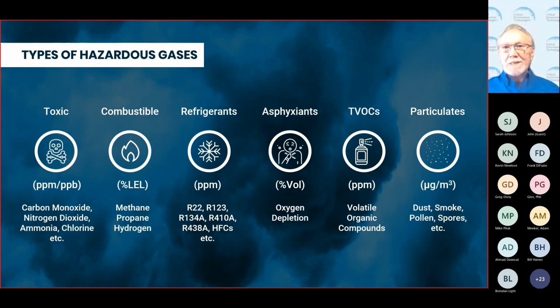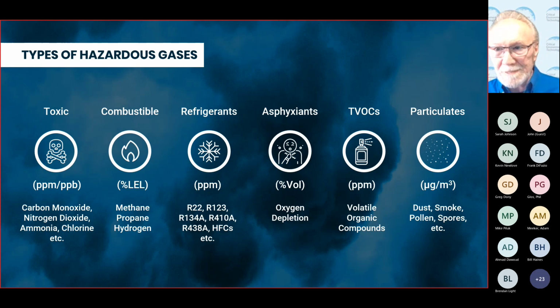The types of hazardous gases we're talking about are toxic gases like carbon monoxide, nitrogen dioxide, ammonia, chlorine, sulfur dioxide. There's quite a list. And these toxic gases are typically measured in parts per million or parts per billion. These are exposure limits that you don't want to exceed so that you can protect people from being overexposed and creating long-term health effects.